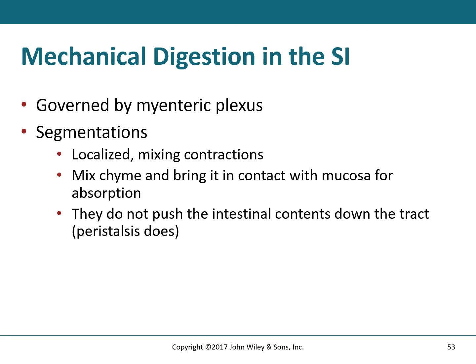Now that we've talked about the structure of the small intestine, I want to actually talk about the process of digestion that occurs in the small intestine. And recall, we divide digestion into chemical and mechanical. So beginning with mechanical, we have the myenteric plexus, which is located in the muscularis layer.